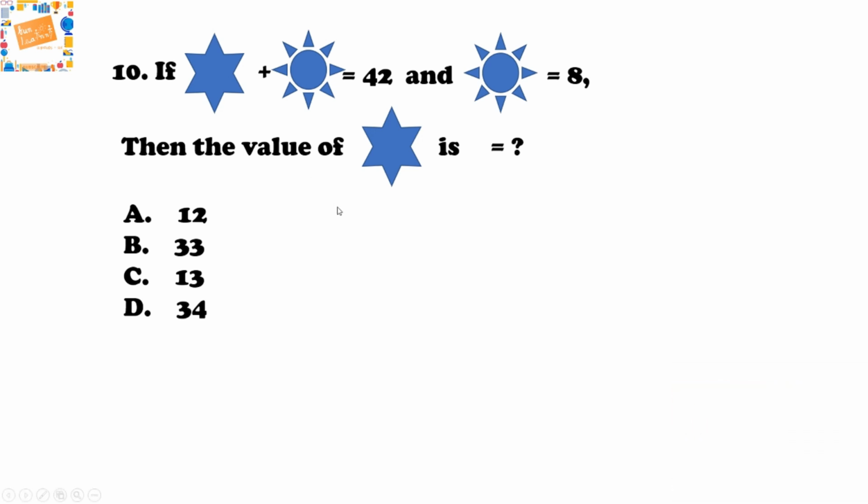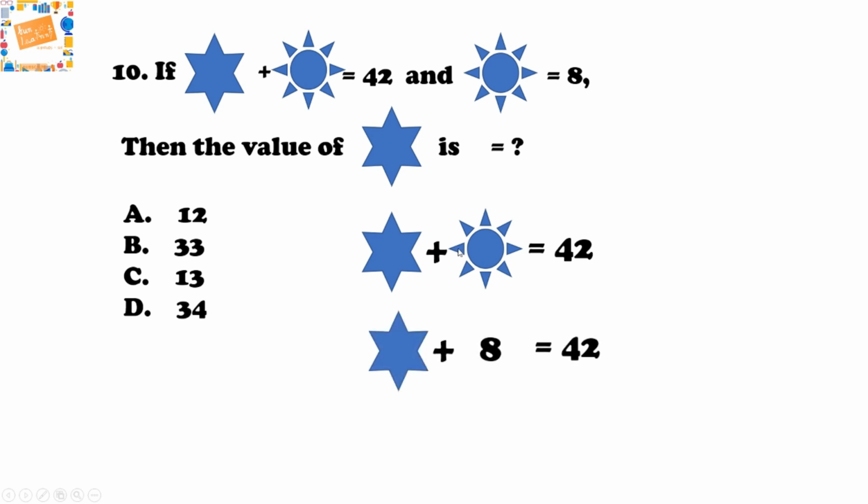Well, let's look at it together. And remember kids, you'll have a lot of these questions coming your way. Now here, the star plus sun is 42. But we already know that the sun is 8. Star plus 8 is 42.